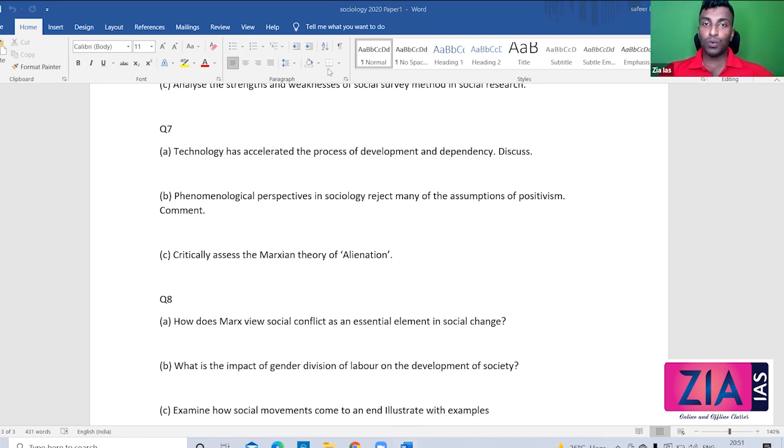Okay, so this is how you will have to approach the paper. I hope you understood. See, the main thing is not to discuss the answers. The main point is to tell you the approach, because the answers we discussed already.